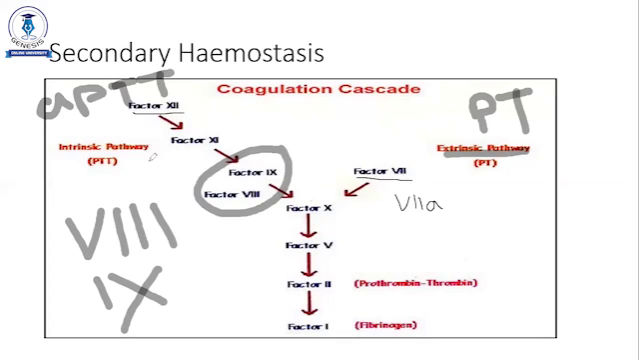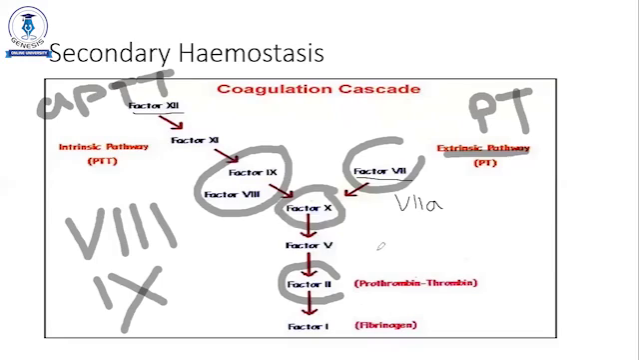The next thing is vitamin K deficiency. We know the vitamin K dependent coagulation factors are factors 2, 7, 9, 10. Factor 2 is in the common pathway, factor 7 is in the extrinsic pathway, factor 9 is present in the intrinsic pathway, and factor 10 is present in the common pathway. If the common pathway is involved, then both PT and aPTT get prolonged.